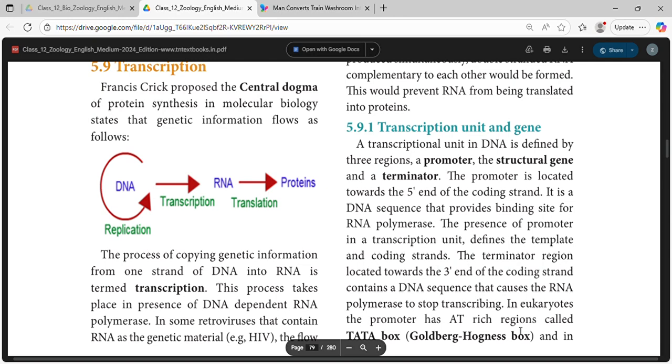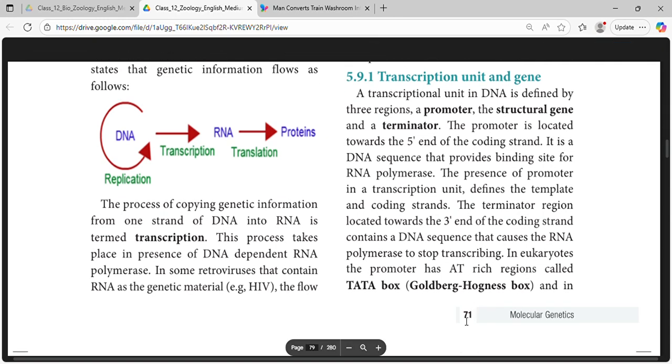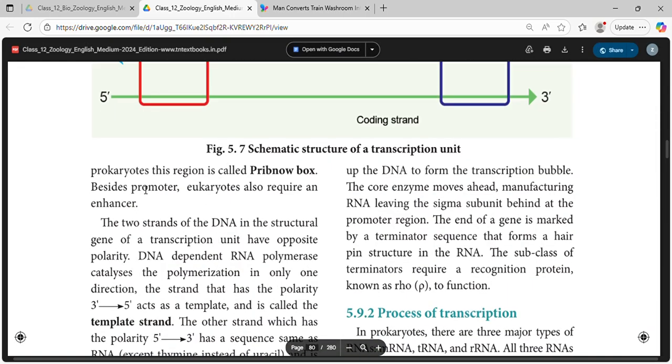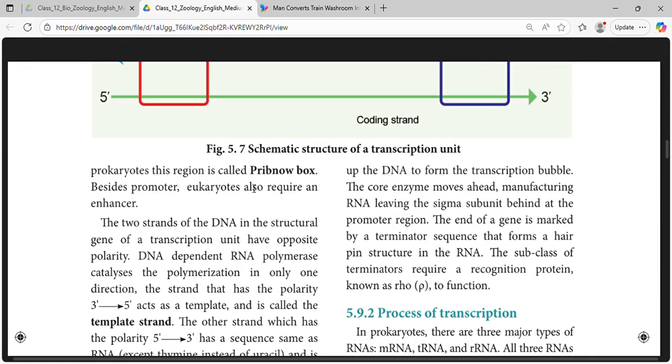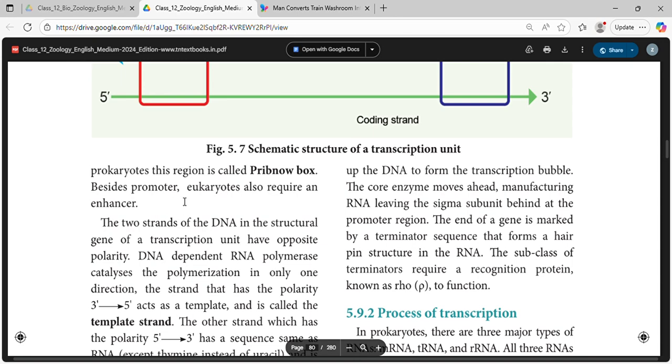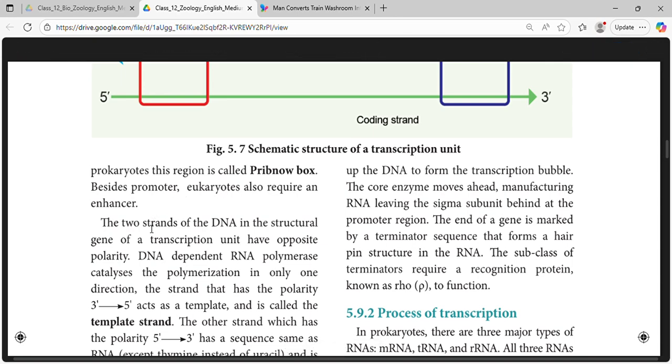polymerase to stop transcribing. In eukaryotes, the promoter has AT-rich regions called the TATA box, or Goldberg-Hogness box, and in prokaryotes, this region is called the Pribnow box. Besides the promoter, eukaryotes also require an enhancer.